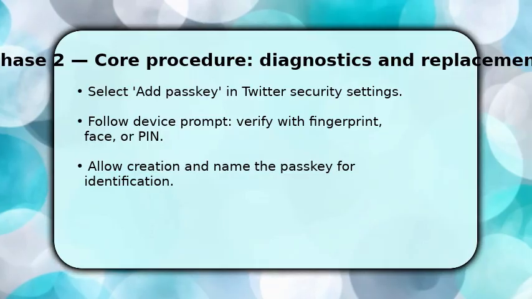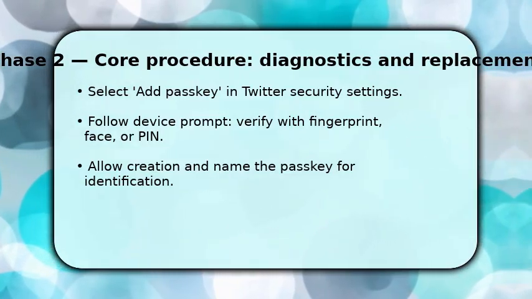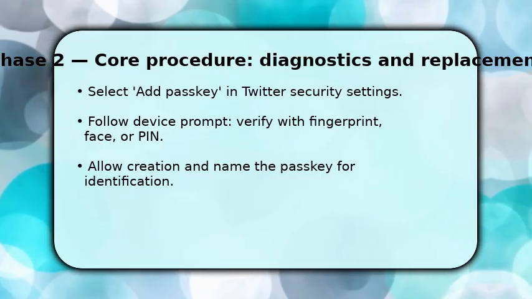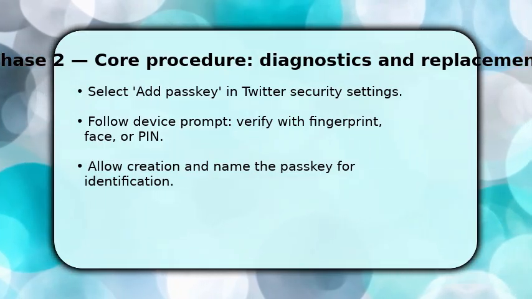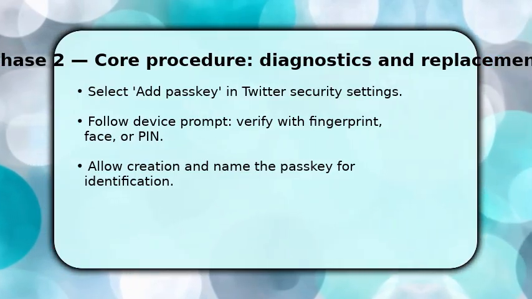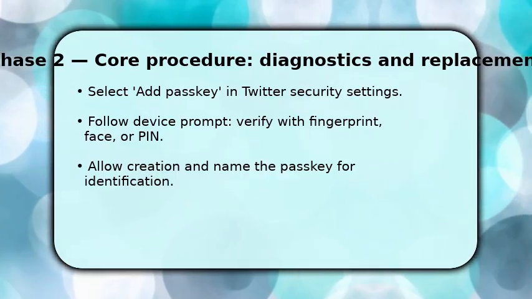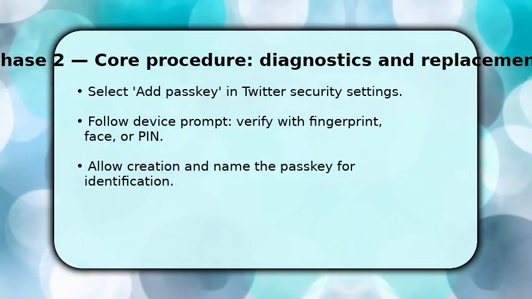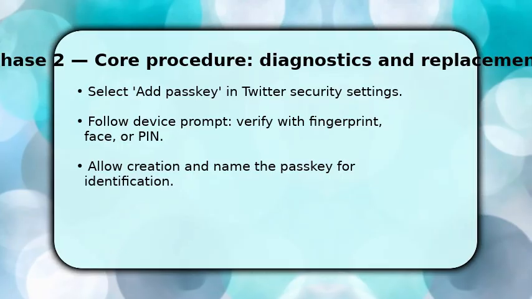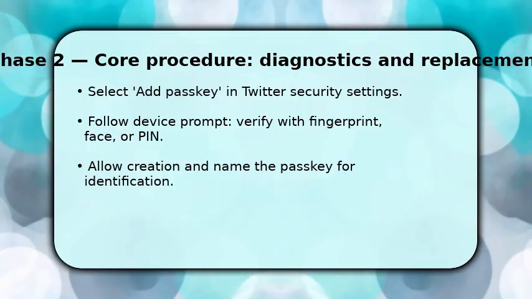After choosing Add Passkey, Twitter requests a cryptographic key pair from your device. When the device prompt appears, verify with your fingerprint, face, or PIN. This creates a private key stored locally and a public key sent to Twitter. Make sure to give the passkey a clear name like Phone Root or Work Mac so you can manage multiple keys later. Once the exchange finishes, Twitter shows success and lists the new passkey under your login methods.